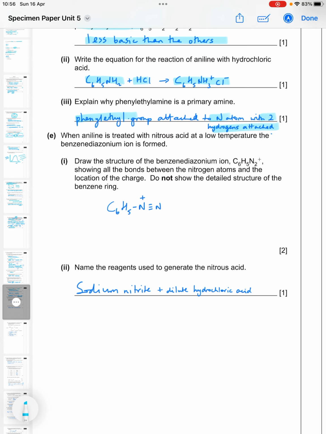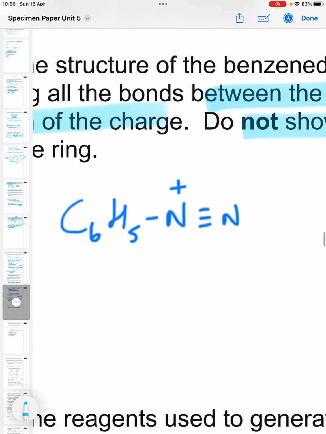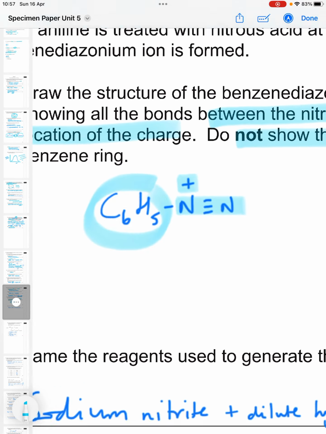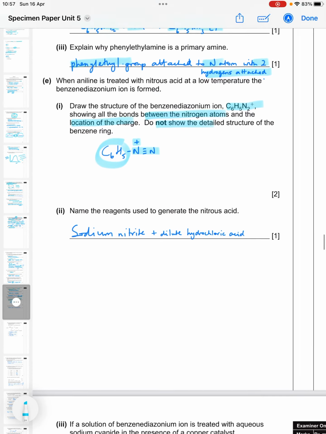So then when aniline is treated with nitrous acid at a low temperature, the benzene diazonium ion is formed. Draw the structure of the benzene diazonium ion, which is C6H5N2+, showing all the bonds between the nitrogen atoms and the location of the charge. Do not show the detailed structure of the benzene ring. That's nice. So we've got just benzene ring is C6H5. Then the 2 nitrogens joined with a triple bond here, and the charge is on the first one.